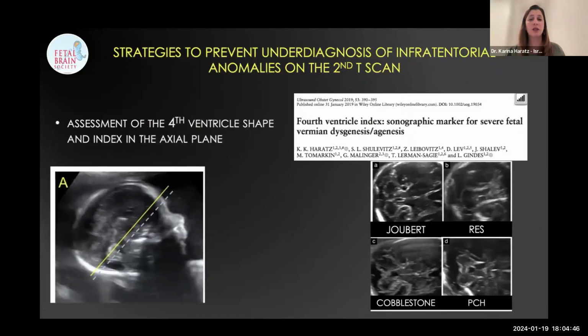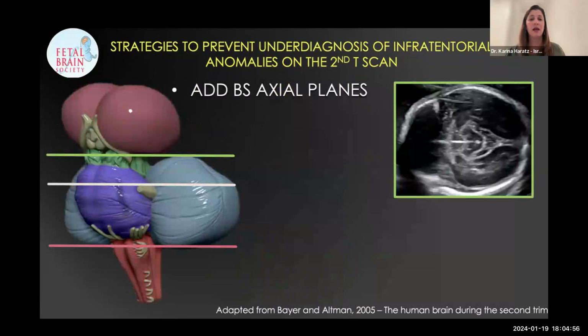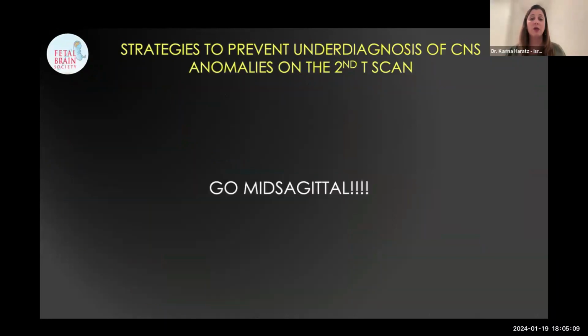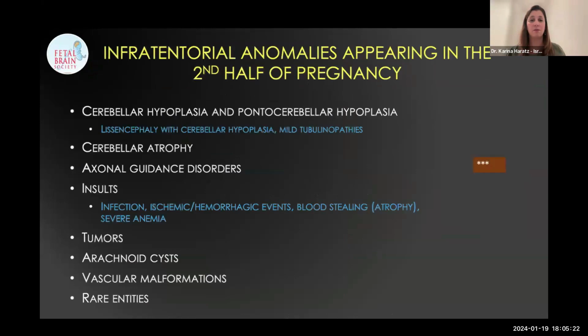And then our strategies to prevent underdiagnosis will be adding the fourth ventricle plane in axial views, as we have spoken yesterday, adding brainstem planes in order to check for the Moeller 2 sign and other abnormalities that we are going to discuss in this talk. And of course, go mid-sagittal. Okay, so we go one step further, and this will help us diagnose these abnormalities that are already there, but we couldn't check on them.